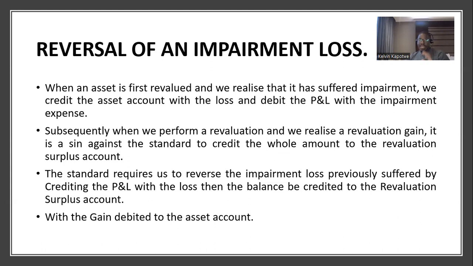Something must be done. The standard requires us to reverse the impairment loss that was recorded at the first point. We are permitted to reverse that impairment loss previously suffered by crediting the P&L. When you credit the P&L, you're crediting profits. Profit is a component of equity as well, so to increase equity, you credit it. So you're going to credit the P&L with the loss suffered at the first point.